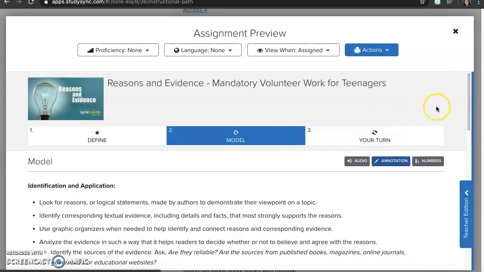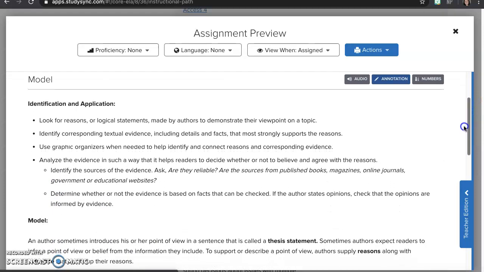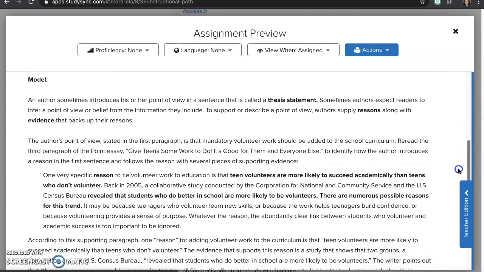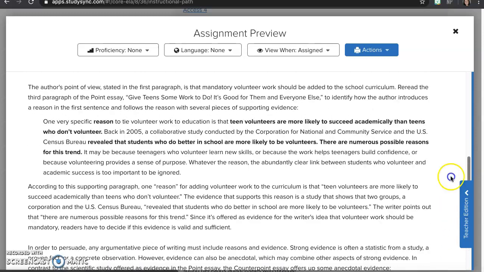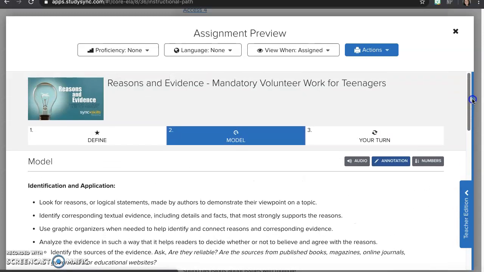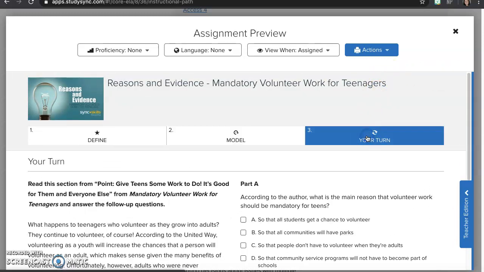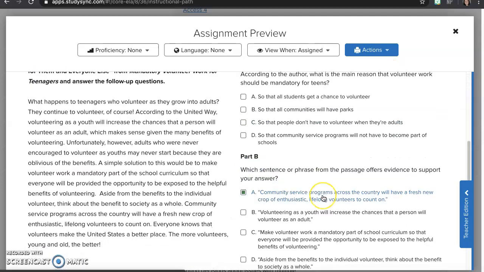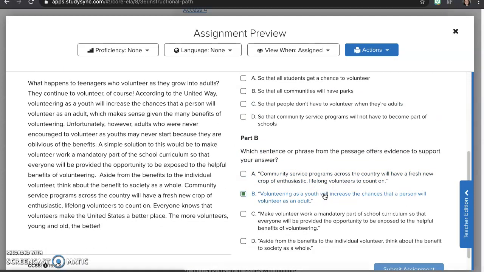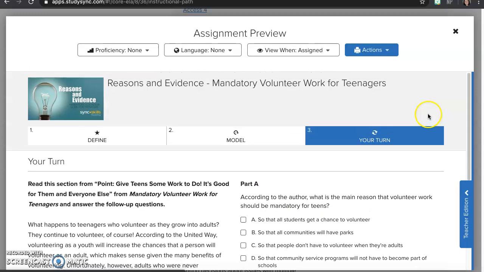Then you'll come over here to the model section, read your identification and application, and model. Then you'll come up here to Your Turn, read this section, this kind of paragraph here, and then answer your 2 questions. And that's all you have to do for StudySync this week.